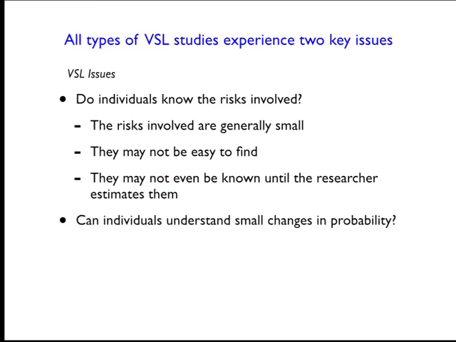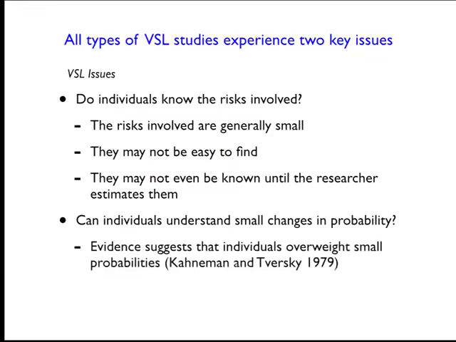The second thing is that even if you know what the probabilities involved are, it's not clear that individuals always understand very small changes in probability. So there's evidence in behavioral economics, which is a branch of economics that studies how individuals actually behave, as opposed to neoclassical economics, where we assume that they're perfectly rational, perfectly informed, and so forth. In field experiments in behavioral economics, the evidence suggests that individuals tend to overweight small probabilities.